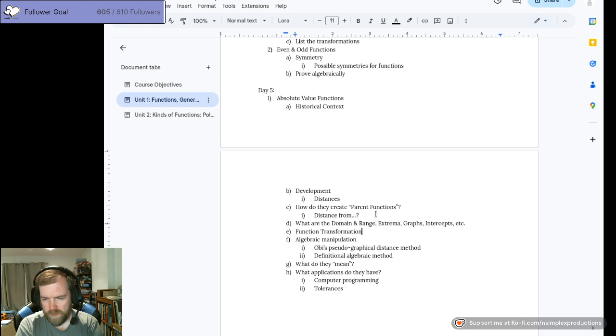Then we do algebraic manipulation. So we have my pseudo-graphical distance method that we always talk about here on this channel. When to take it or how much to do? Yeah, well.